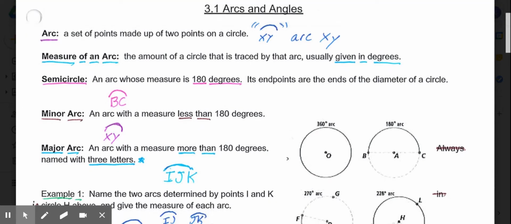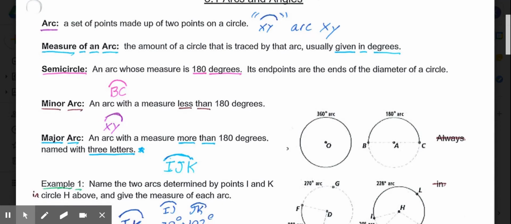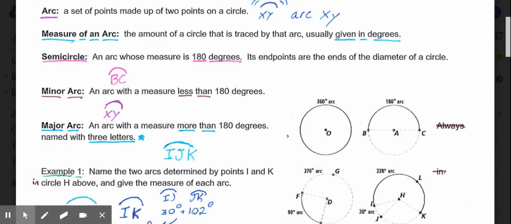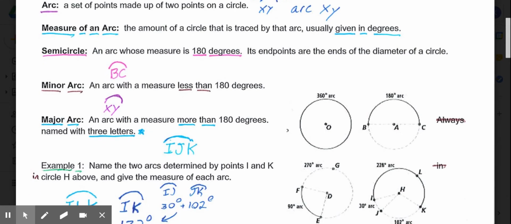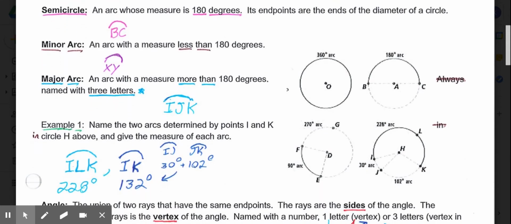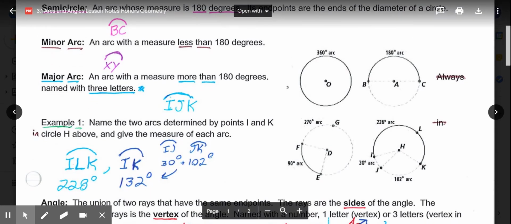Then we have a minor arc. Minor arc is an arc with a measure less than 180 degrees. And we name our minor arcs with just the two endpoints. Then we have a major arc. And a major arc is an arc whose measure is more than 180 degrees. And we name our major arcs with 3 letters. So if we look at our circles over here, if I were to go around one of these circles from K to L to I, I could write that as arc KLI or arc ILK. So we're always using 3 letters.